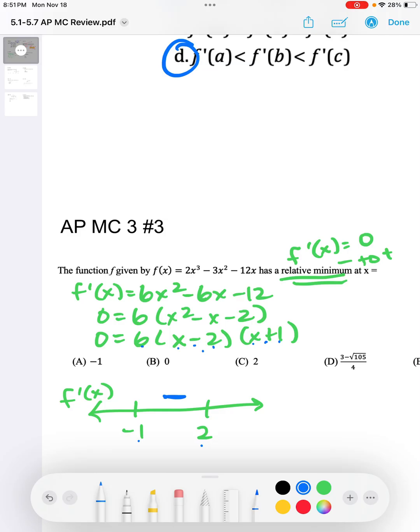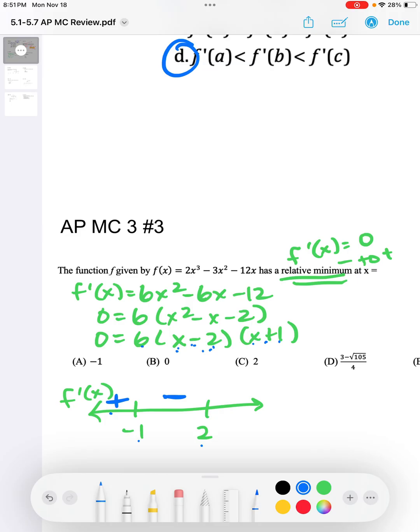Plugging in something less than negative 1, let's pick negative 2 here. So negative 2 minus 2 back into my first derivative is going to give me negative 4. Negative 2 plus 1 is also negative. So negative times a negative is going to be positive. And then as I multiply by 6, it's going to stay positive.